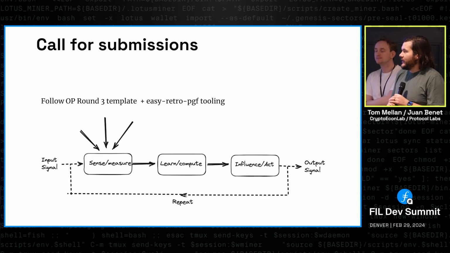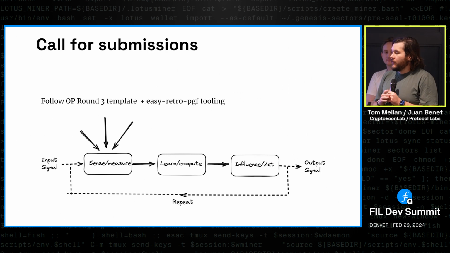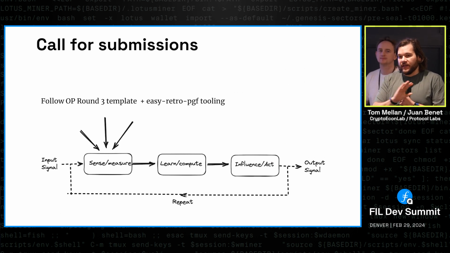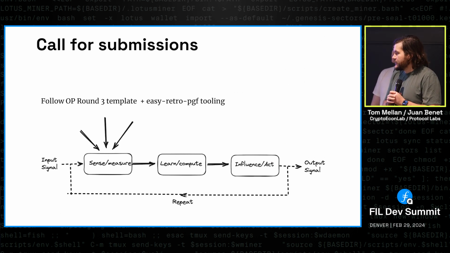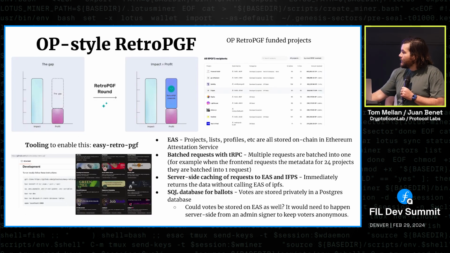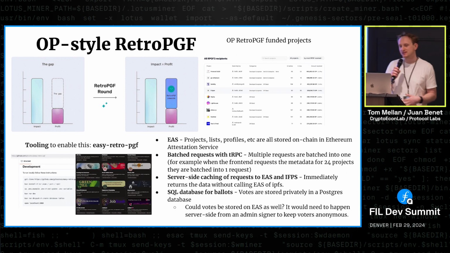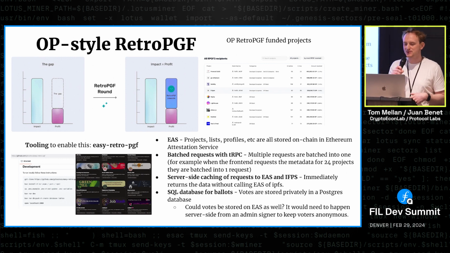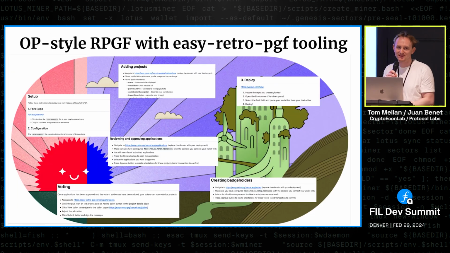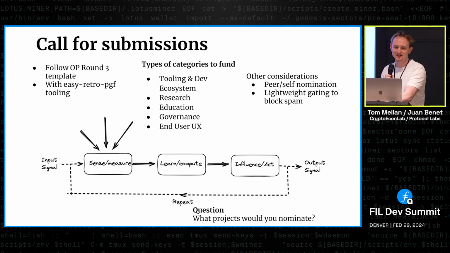Yeah, cool. So we'll be following the OP RetroPGF 3 template because that's easy and well structured and what the tooling is going to support. Just to say that we'll follow the Optimism style RetroPGF and we'll work with the tooling that Kevin Walkey set out. So that makes it super easy to run this whole thing: adding projects, voting, reviewing projects, creating badge holders. So that's really cool. Makes life easy for everybody.